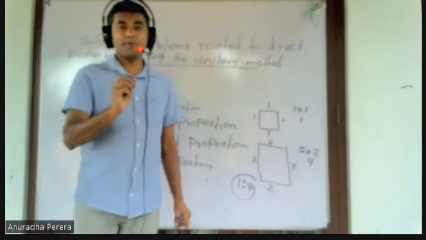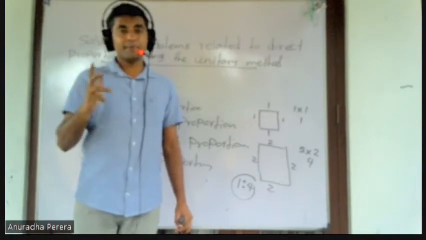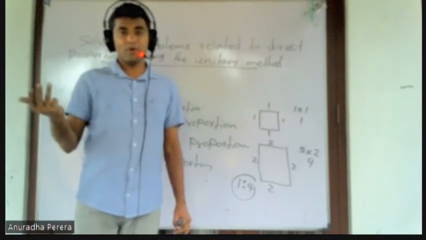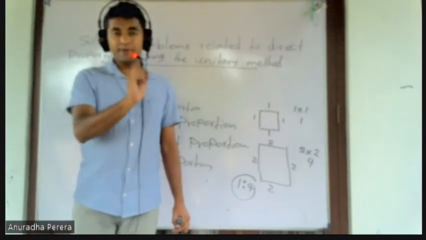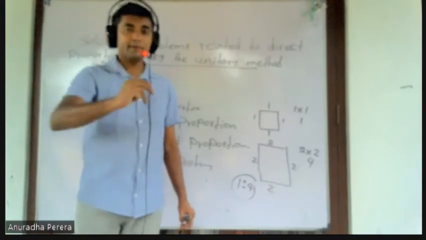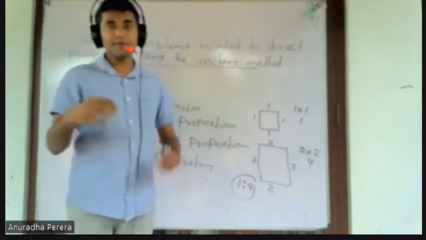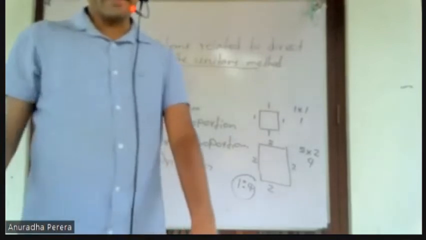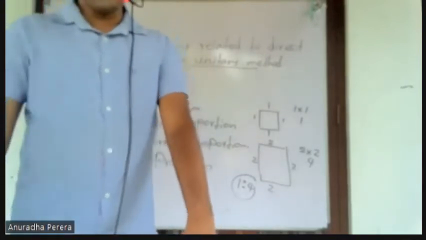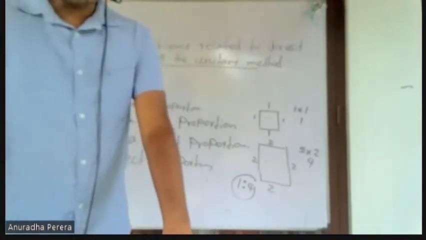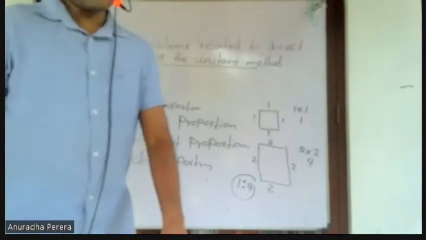Think the price of 5 pens is 20 rupees. Find the price of 8 pens. How can you find it? First you have to determine the price of 1 pen, then take the price of 8 pens. That is called the unitary method. එකක මිල හොයලා නැත්නම් එකක value එක හොයලා හොයන ක්‍රමය. This is called the unitary method. We can discuss a few examples.